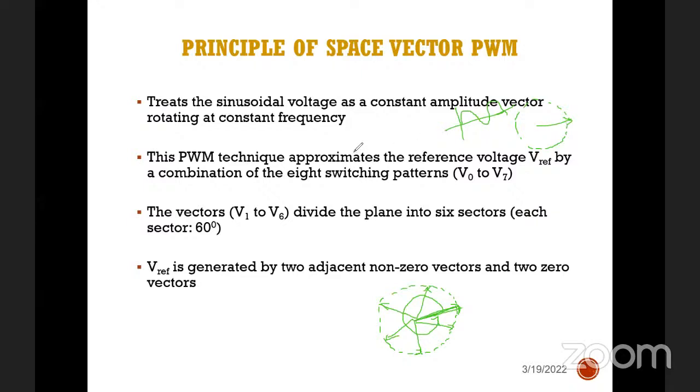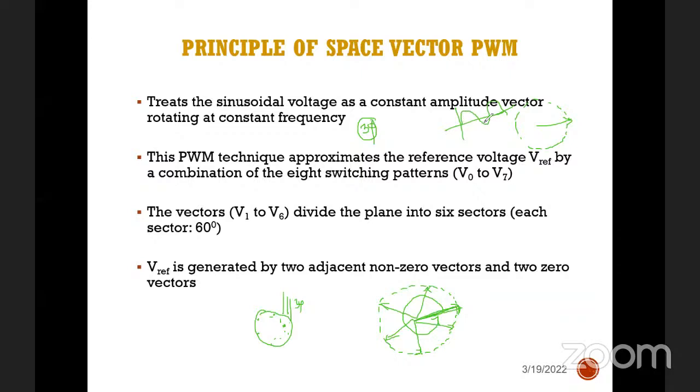For example, if we take the three-phase AC supply, what is the advantage of the three-phase AC supply from the application point of view? Whenever a three-phase AC supply is given to the stator of the induction motor, it will give a rotating magnetic field. What is the nature of the rotating magnetic field? It is also like this. It will jump for every 60 degrees: 0, 60, 120, 180, 240, 300, like this. That is nothing but a rotating magnetic field.